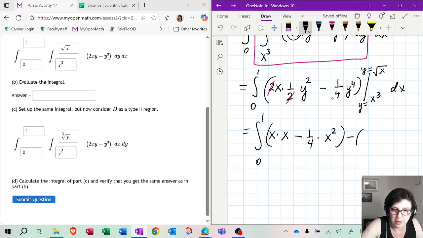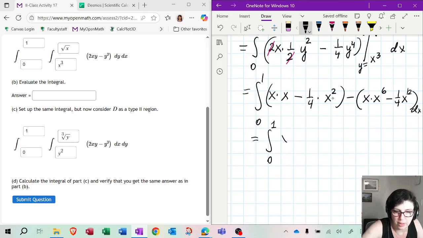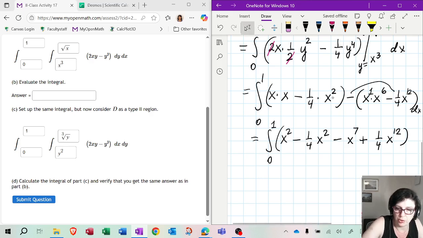Now let's substitute the bottom. For the bottom, we got x and then x cubed to the power 2. This is the same thing as x to the power 6. And we got x cubed to the power of 4, so that's x to the power 12. Wow, we got a lot of different powers here. Okay, so we're going to simplify before we integrate. So we've got x squared minus 1/4 x squared minus x to the power 7, because remember we add powers when they're multiplied, and then it's going to be actually plus, because we distribute the minus with 1/4 x to the power 12.